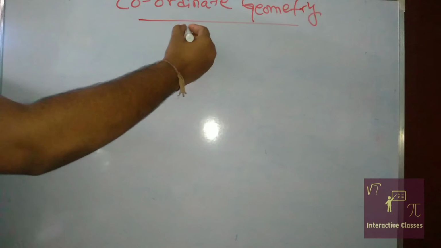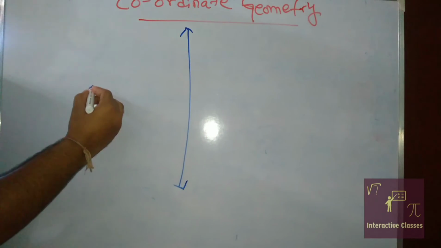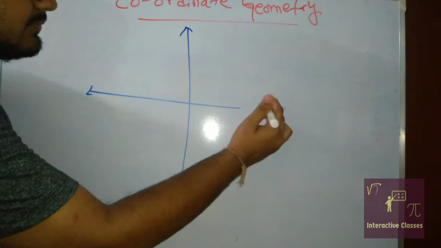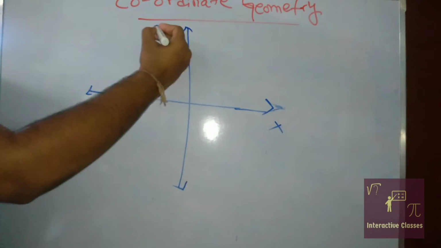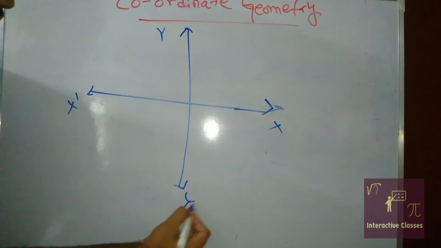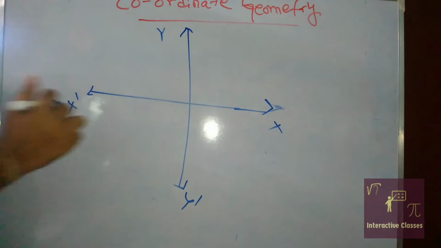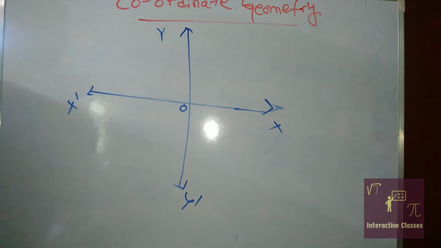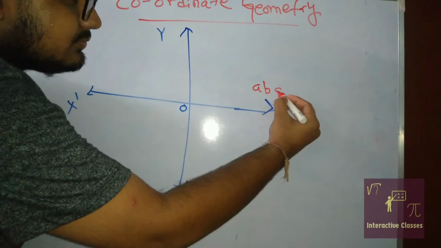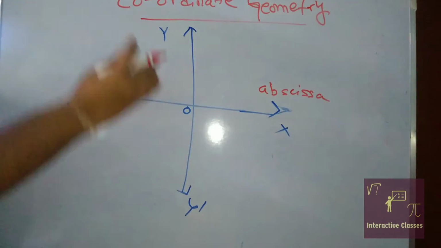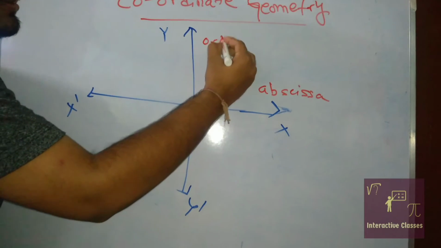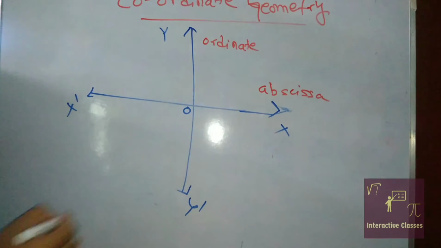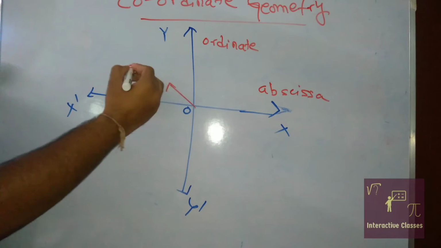In the previous class we have already learned the Cartesian plane: this is the x-axis, this is the y-axis, this is x dash, this is y dash. We have learned this in the previous classes, and the midpoint is known as the origin. Let me give some more ideas about this. The x-axis is also known as abscissa, and the y-axis is known as ordinate. And this is the origin, we already know.